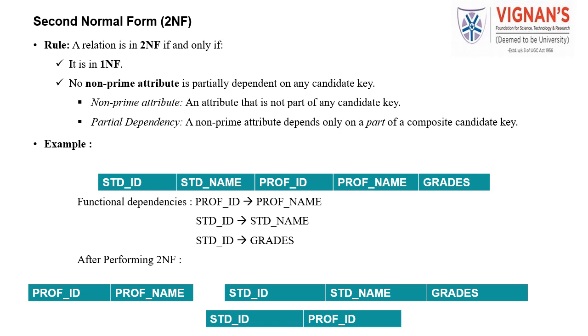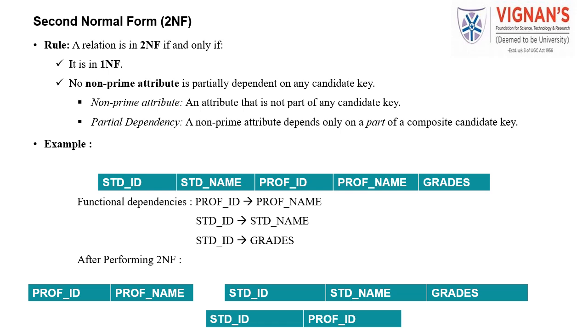Student name and grades depend only on student ID. These attributes depend on only part of the composite key, not the whole key. This situation is called partial dependency. To remove partial dependency, we decompose the table into smaller tables.